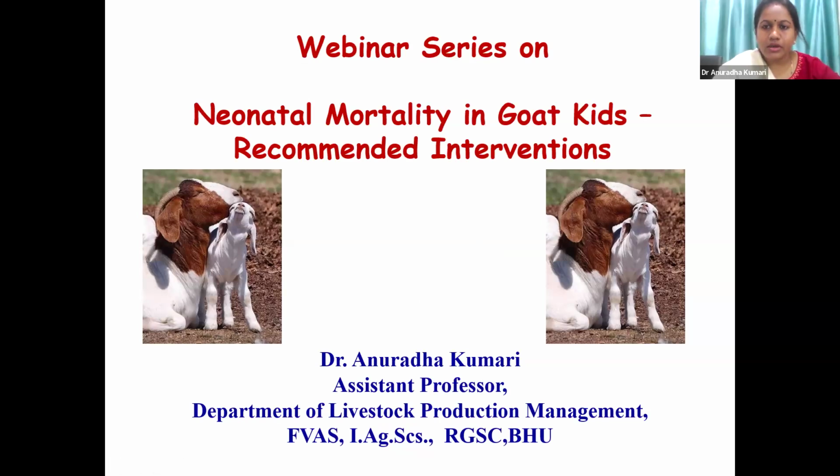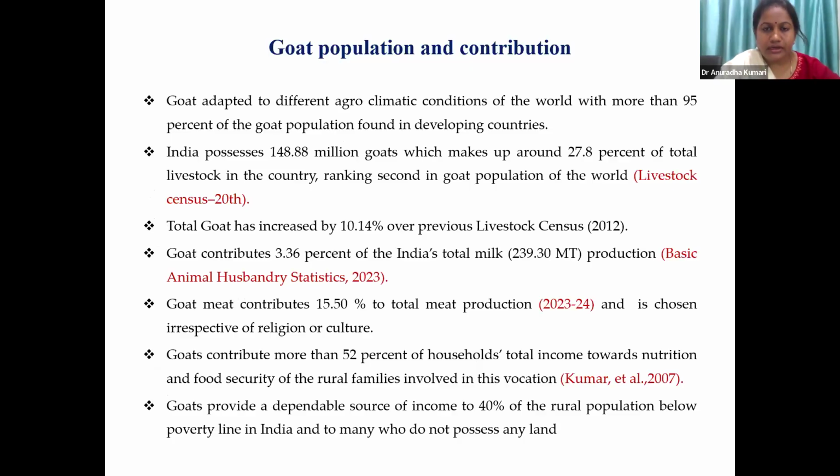Neonatal kid mortality in goat kids and recommended intervention. Goat is adapted to different agroclimatic zones like the tropical, subtropical, and arid zones, and it is the most widely found livestock species. As far as the population is concerned, India possesses 148 million goats that contribute around 27.8% of the total livestock population. Compared to the previous livestock census, the goat population in India increased by 10%.